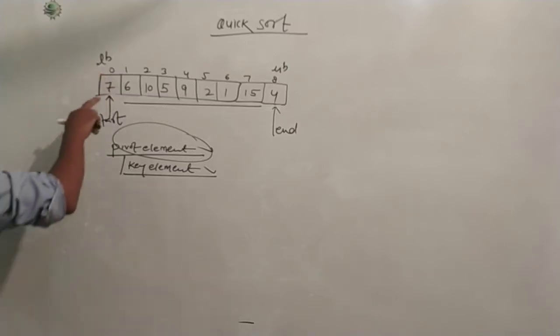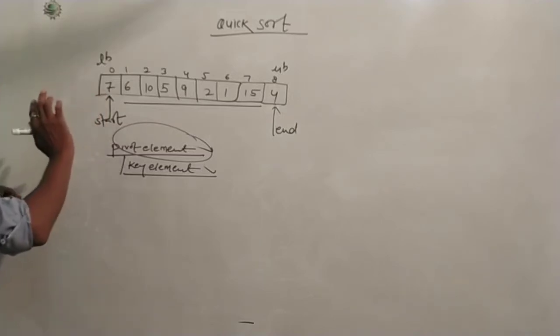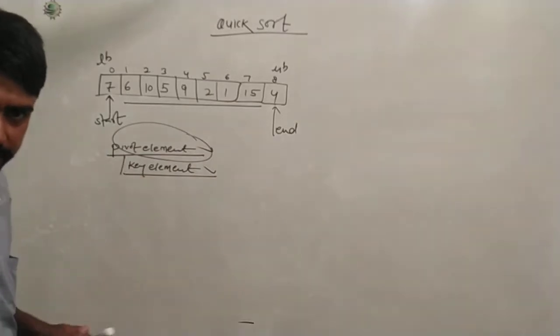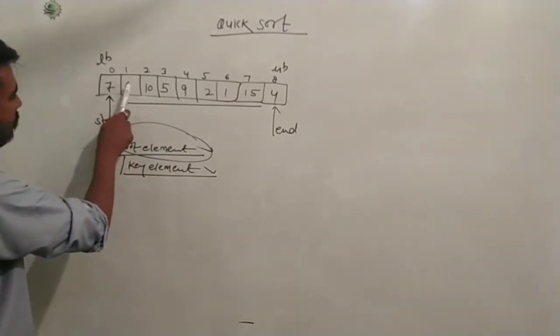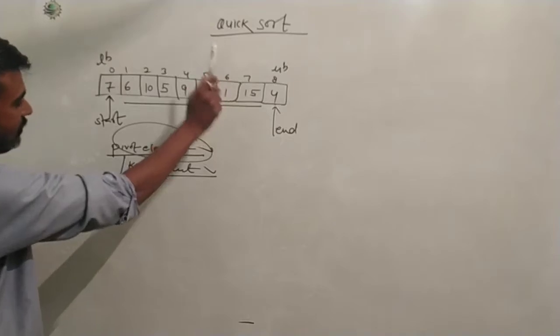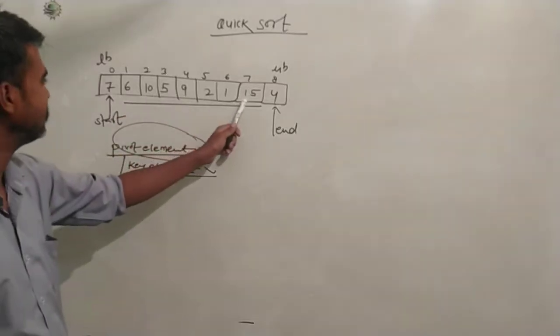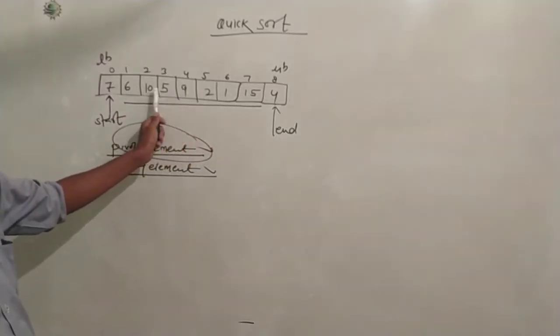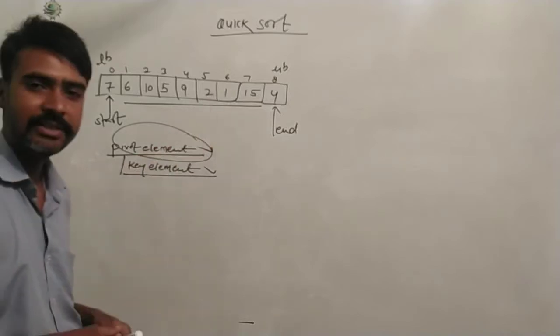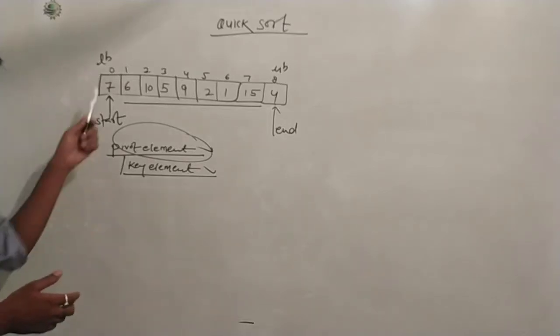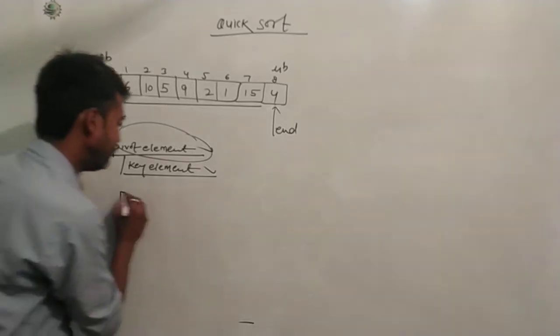What is the proper position of 7? There are 9 elements. Counting, 1, 2, 3, 4, 5: 5 elements are less than 7, and 3 elements are greater than 7. Okay. Now, what should be the position of 7?